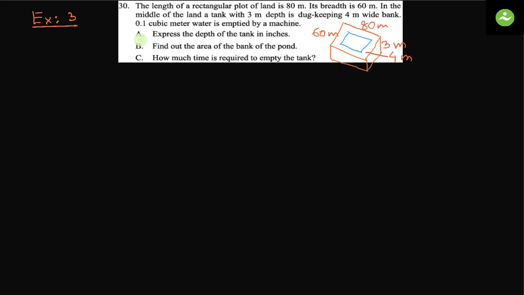Now three things we have to find out: A, B, C. So let's start with A. Express the depth of tank in inches. Here depth is given in meter, 3 meter. Depth equals to 3 meter, and 1 meter equals to 39.37 inches.